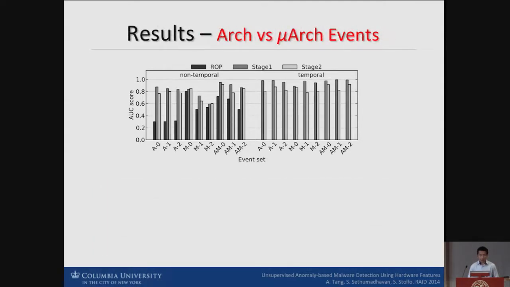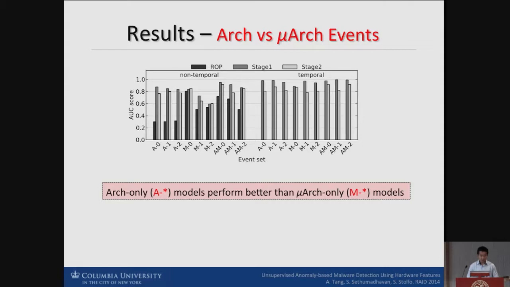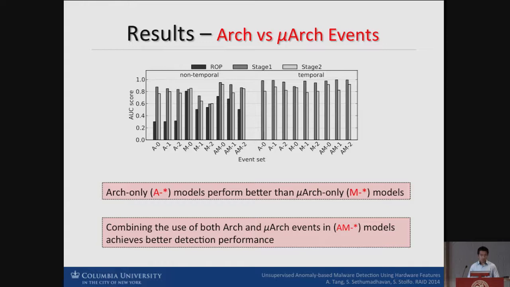Next, I want to highlight some key results pertaining to the use of architectural versus microarchitectural events. The architectural-only events, with the prefix A models, perform better than the microarchitectural events. But combining both the architectural and microarchitectural events in the models achieves a better detection performance.